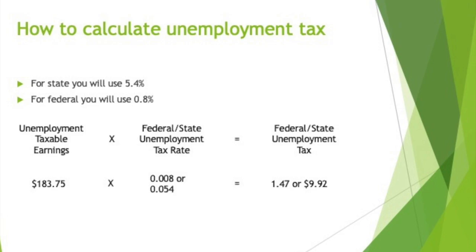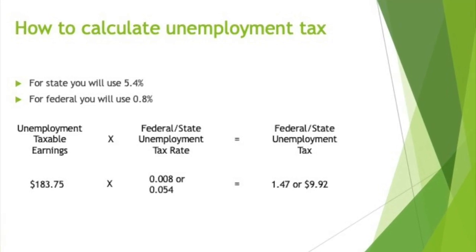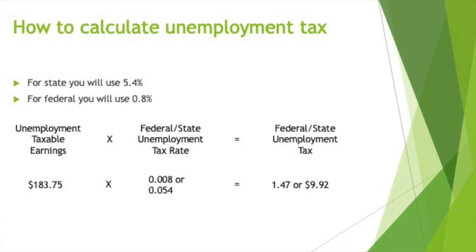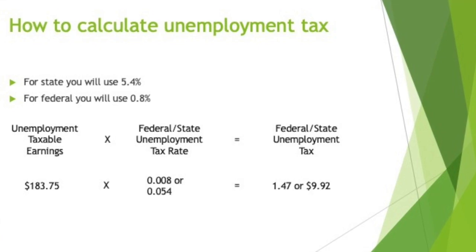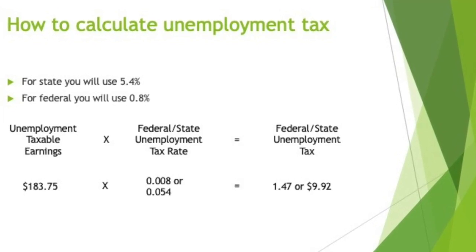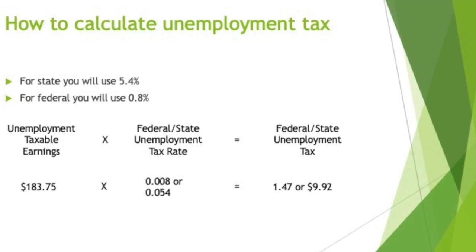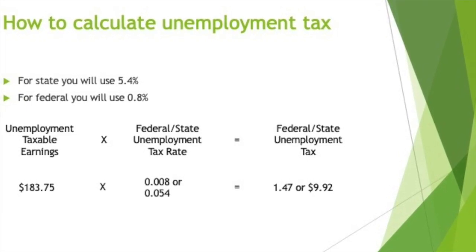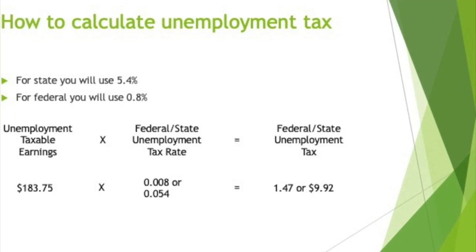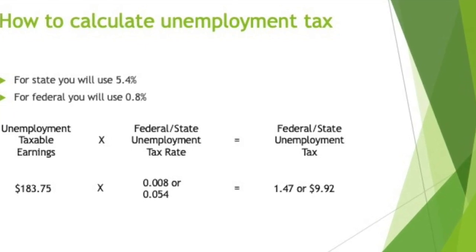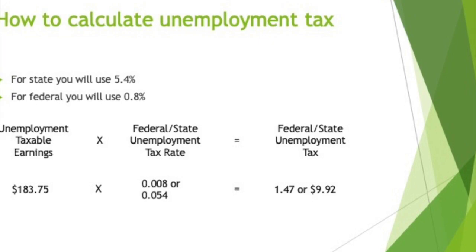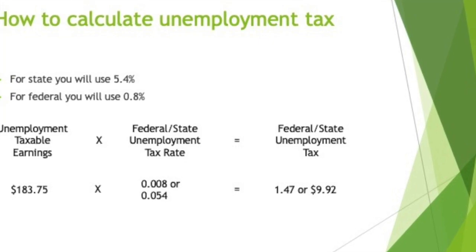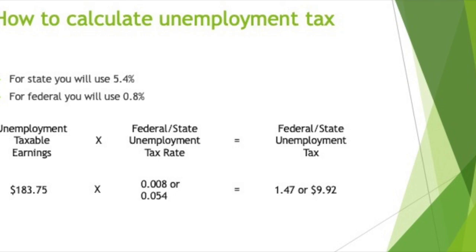An example would be if your unemployment taxable earnings were $183.75 and your federal rate was 0.008, that's 0.8%. You'll type it into the calculator and you'll get $1.47. Again, if you were to do it for the state, you would take the 183.75 times 0.054, and then you will get $9.92. Make sure that you're using decimal points when you're calculating, as you will get the wrong answer if you put 5.4 in your calculator.